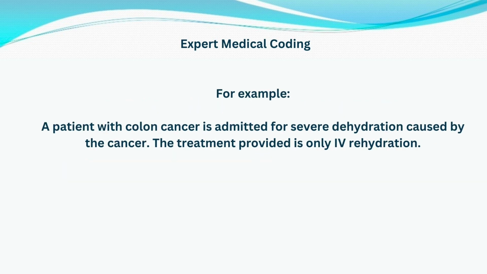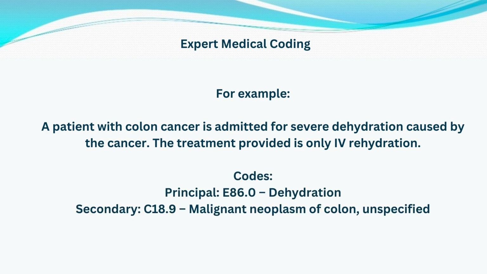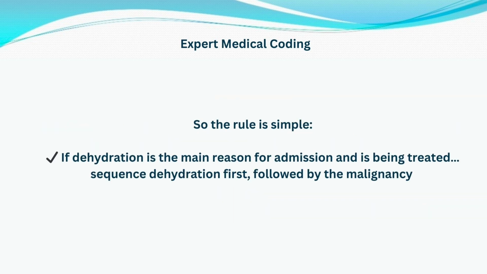Let us see an example here. A patient with colon cancer is admitted for severe dehydration caused by the cancer. The treatment provided is only IV rehydration. So the codes here will be: principal diagnosis, you have to assign E86.0, dehydration, because it got treated with IV rehydration, and secondary you have to assign C18.9 for malignant neoplasm of colon, unspecified. So the rule is simple here. If dehydration is the main reason for admission and is being treated, sequence dehydration first, followed by the malignancy as secondary.